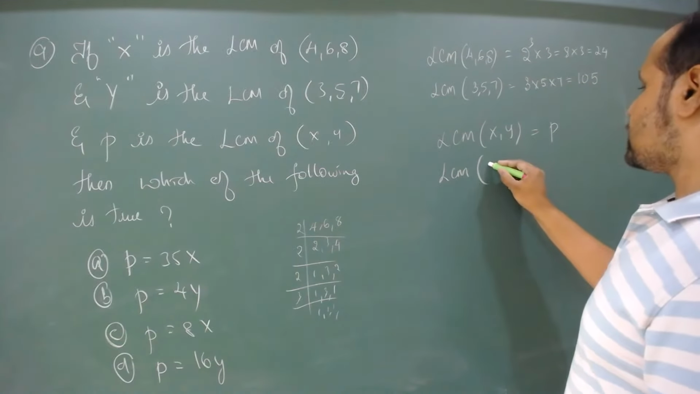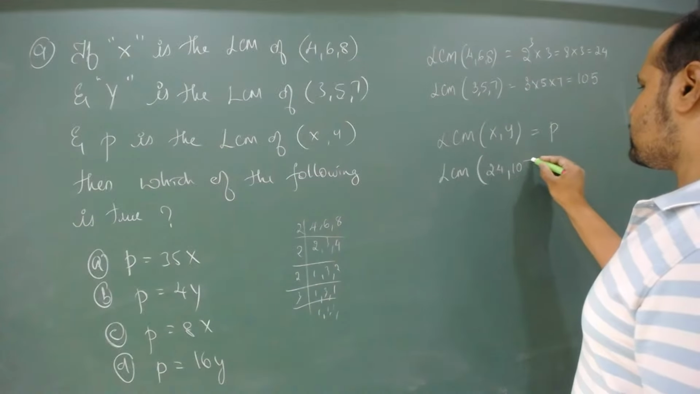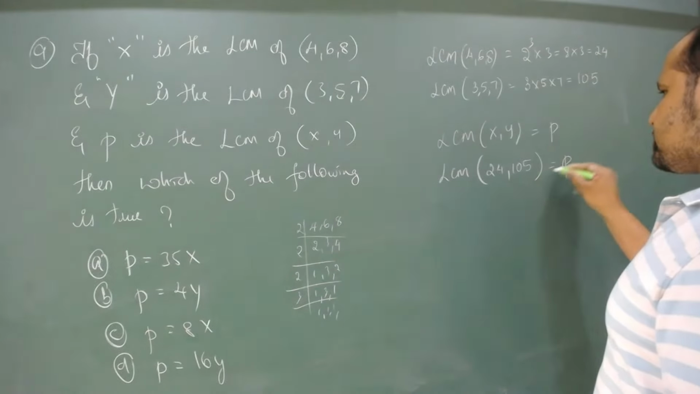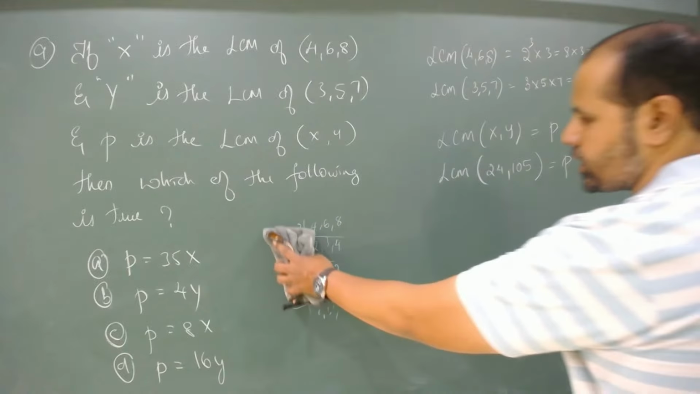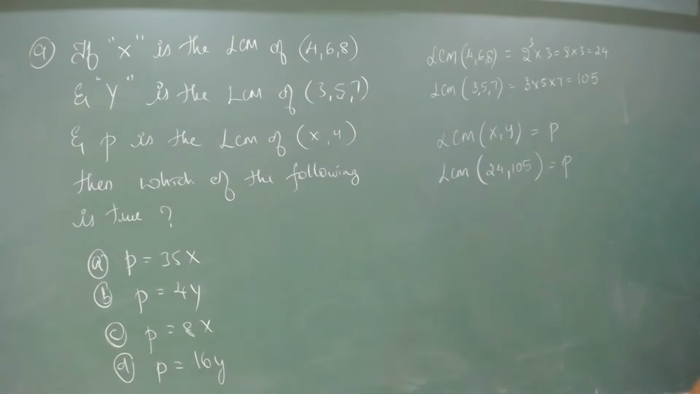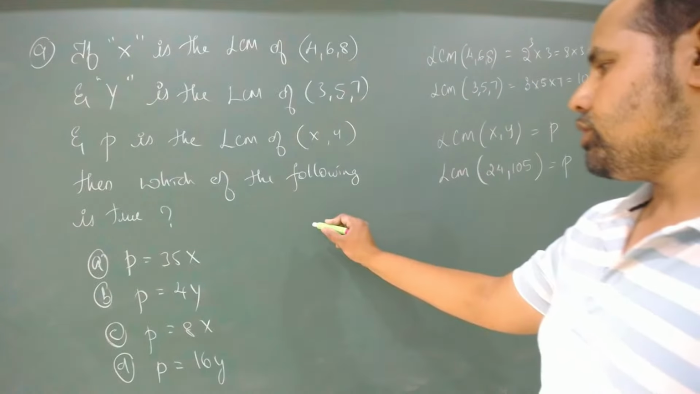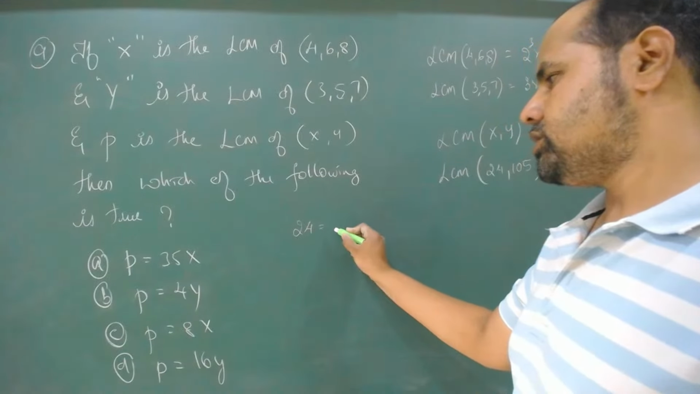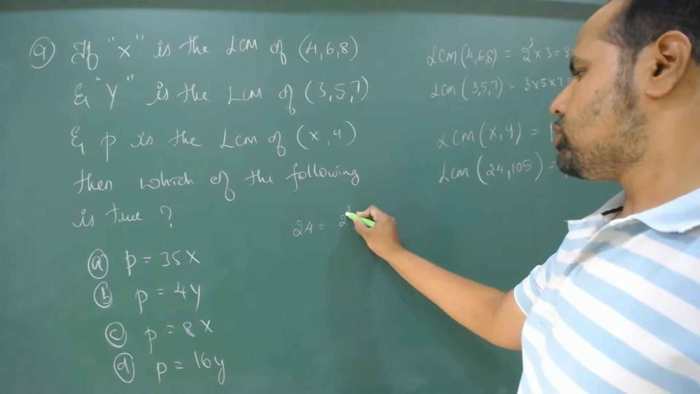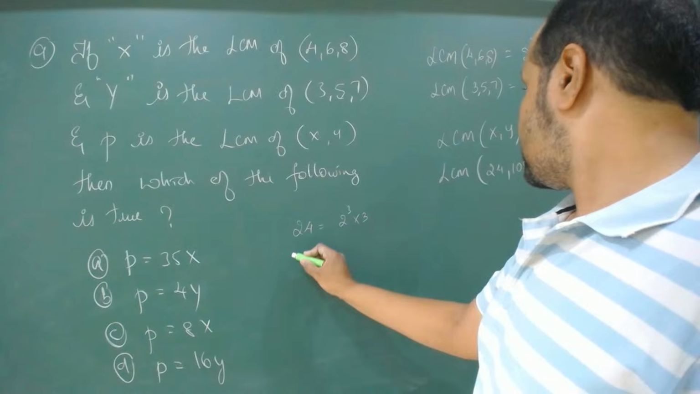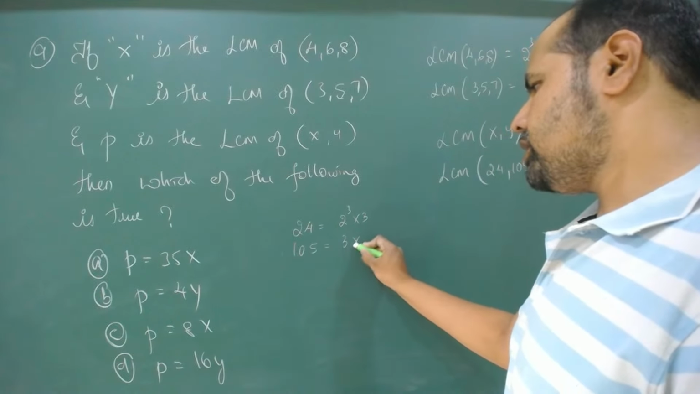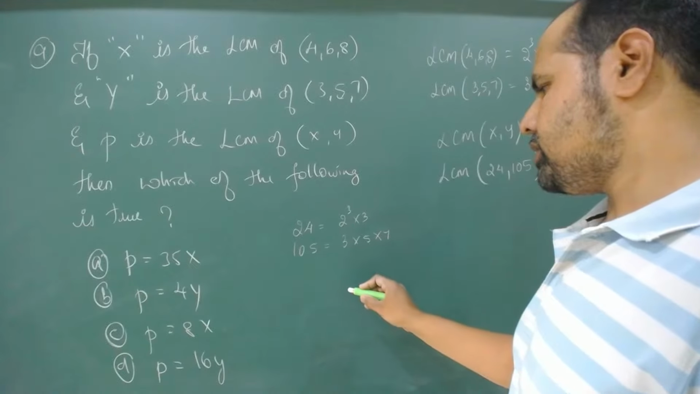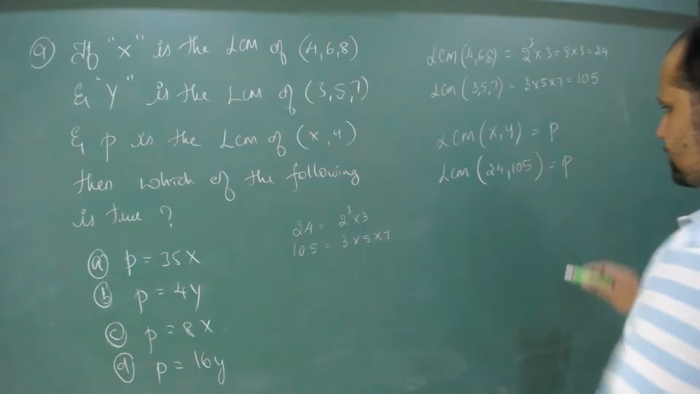LCM of 24 and 105 is P. Let me find out the LCM of 105 and 24. 24 is nothing but 2 cube into 3, and 105 is nothing but 3 into 5 into 7. So let me write from here itself.